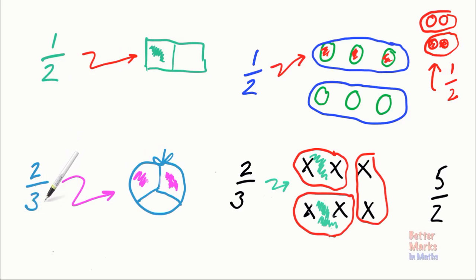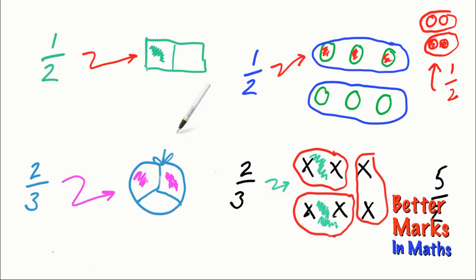And once again, the 3 being on the bottom, that's telling you that this apple needs to be divided into 3 equal parts if you want to have 2/3 of it. And the 2 is telling you that 2 of those equal parts have been shaded in. So 2 out of 3 equal parts have been shaded in, or 2/3 have been shaded in.